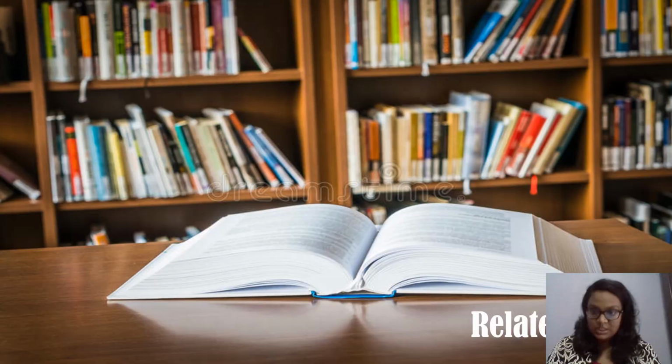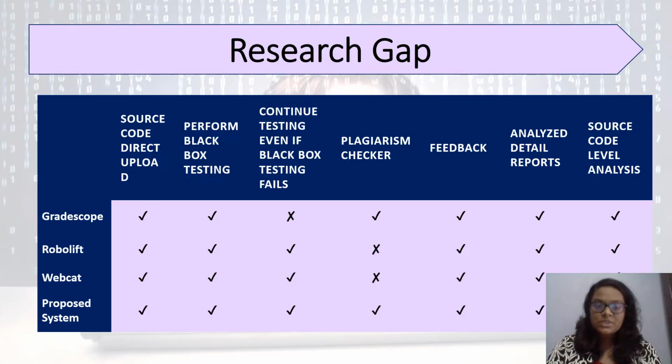Coming to the related work, the research gap. As you can see, there are several other tools currently in existence which have a lot in common with our particular system, especially Gradescope. But the difference between our system and Gradescope is that Gradescope initially performs black box testing, and if the system fails black box testing, it does not continue to perform the source code level analysis. In that case, someone has to intervene manually and complete the marking process. Because of that reason, it is not an effective way. It's not a full automation process. So in our system, we will continue to perform source code level analysis even if black box testing fails.